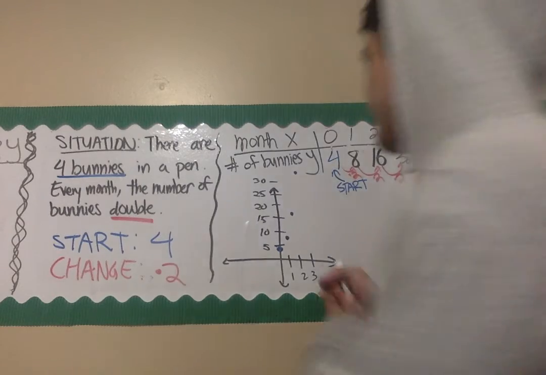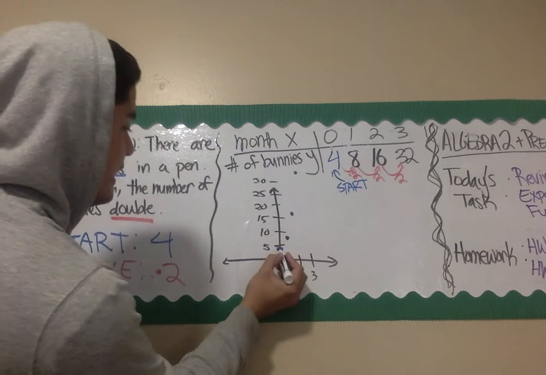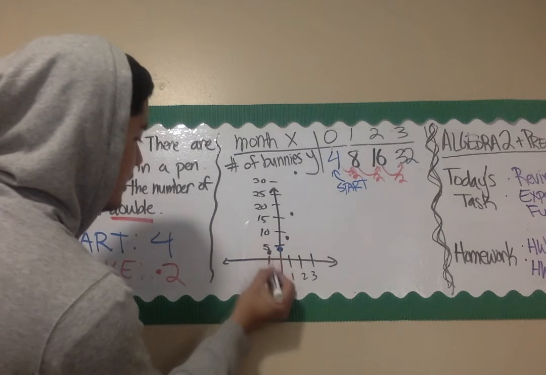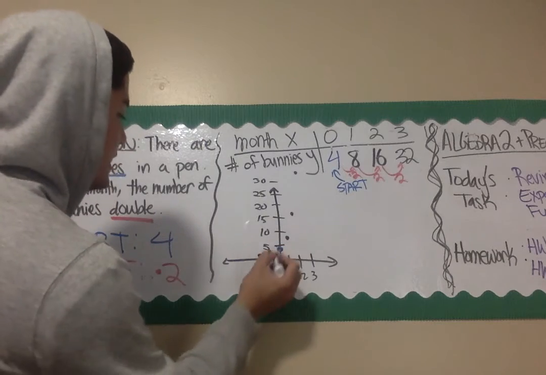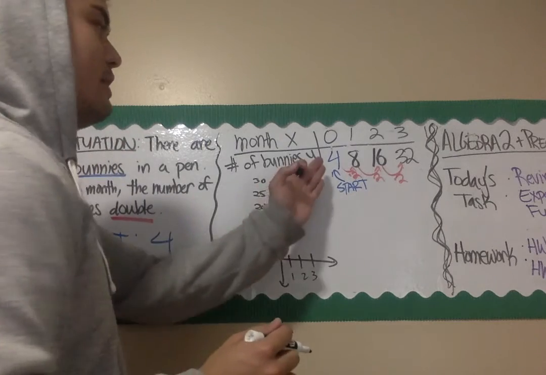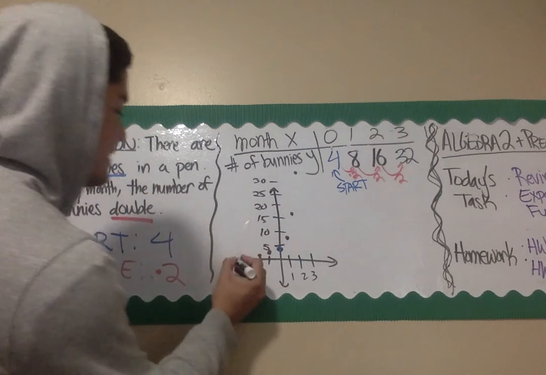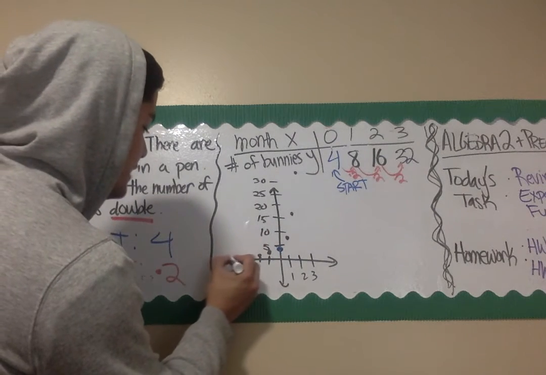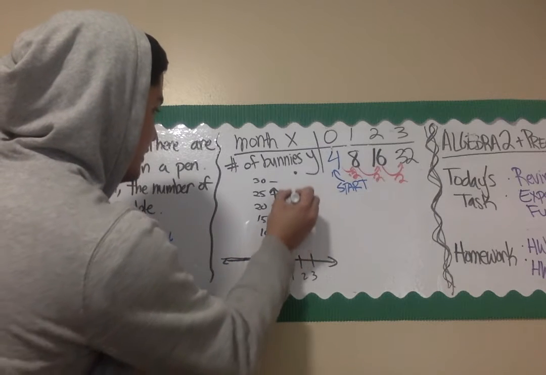For negative 1, 4 divided by 2 is 2, and the next one, 2 divided by 2 is 1. We're getting smaller and smaller and smaller, but we're never going to be crossing the x-axis. We're always going to be hovering above the x-axis, which is very unique. Well, I don't know about unique, but it's very special for exponential functions.